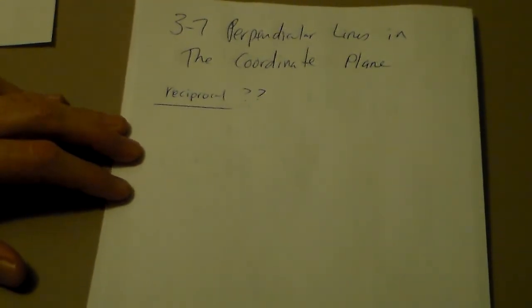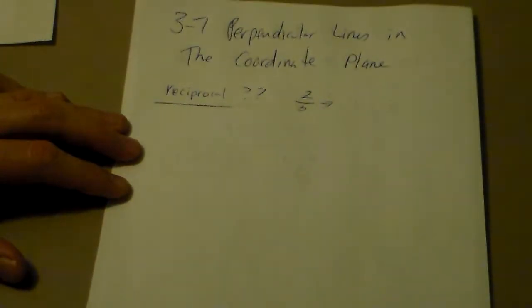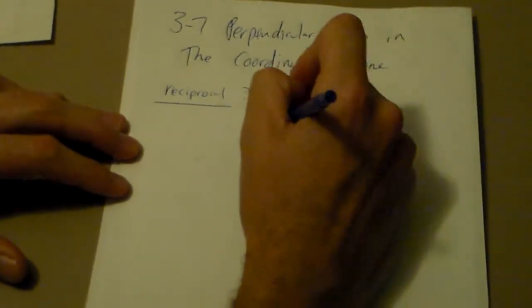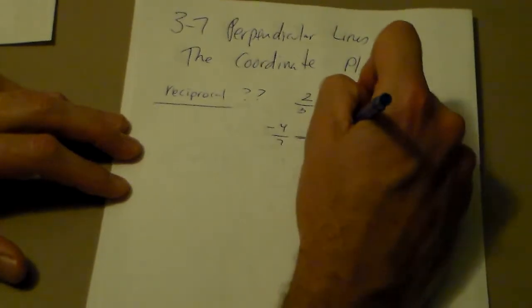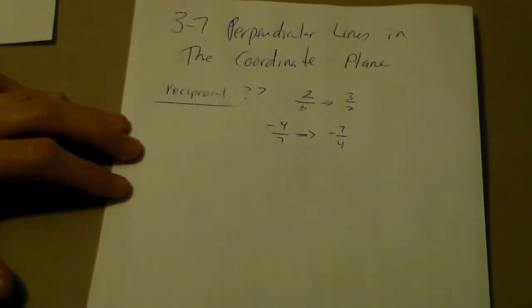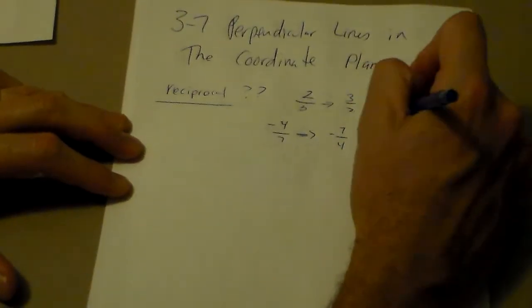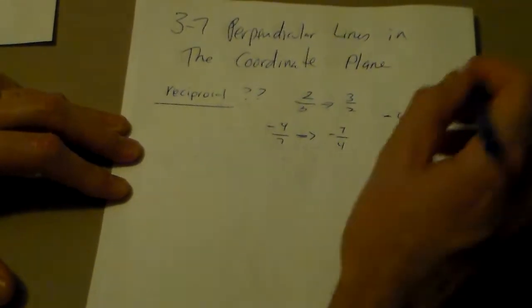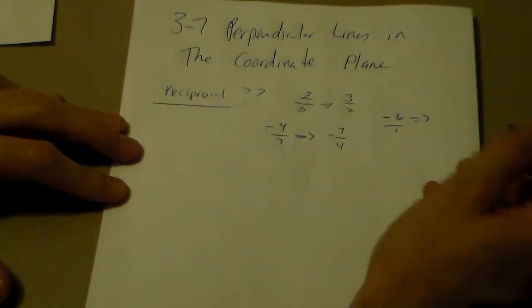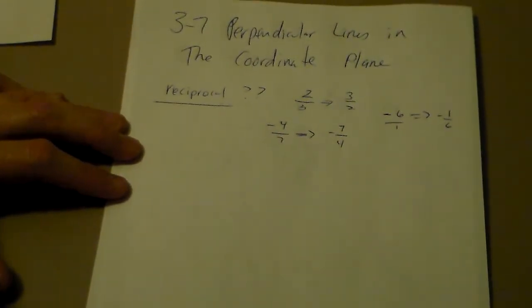And a reciprocal, if I had 2/3, the reciprocal is 3/2. If I have -4/7, the reciprocal is -7/4. You take the fraction and you flip it. So if I had -6 and I wanted the reciprocal, some people like to put a 1 underneath it so then they can actually flip it and you get -1/6. Okay, so that's what a reciprocal is, and it's going to come into play in this section.